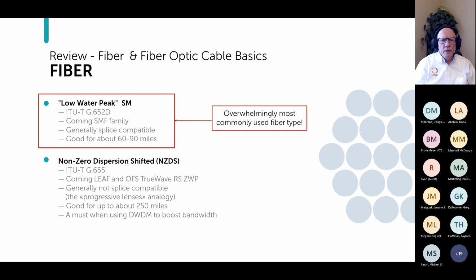in the field. Standard single mode fiber is good for about 60 to 90 miles. After that, you need to basically retransmit the signal. I'll just mention in passing the other type of fiber that you occasionally see, and that's non-zero dispersion shifted fiber. That has a different standard, and the two best known examples of this type of fiber are Corning LEAF, which stands for Large Effective Area Fiber, and OFS TrueWave.